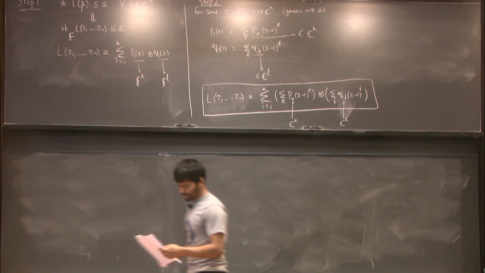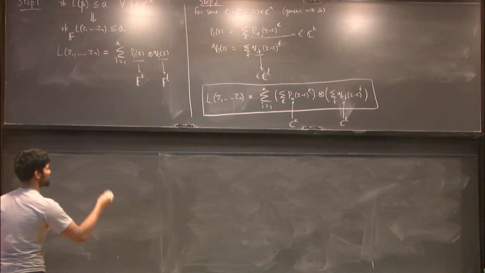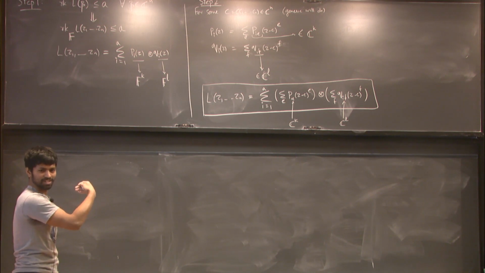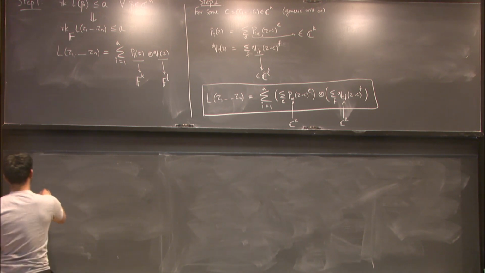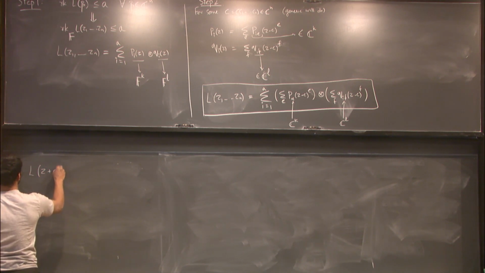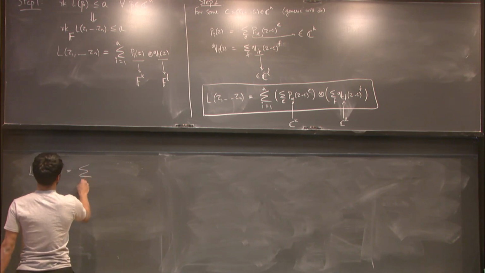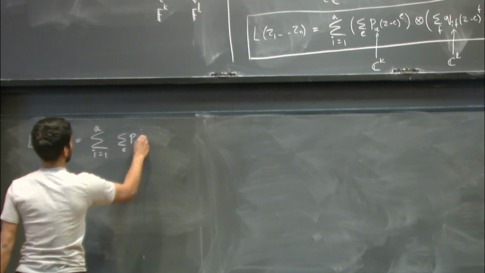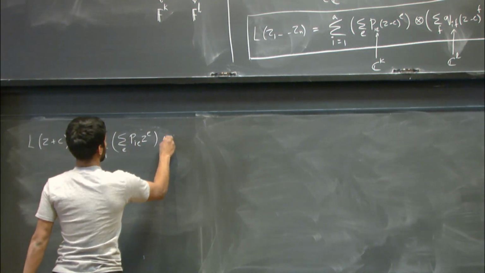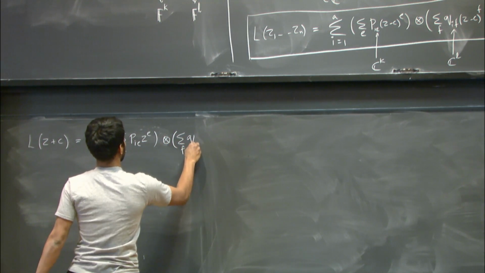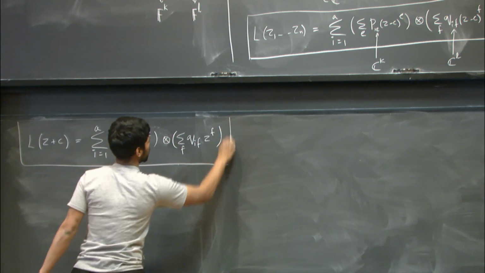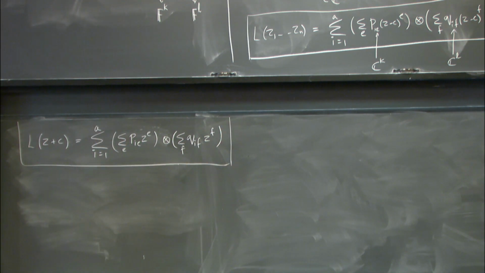Okay. Now I want to do a small shift. I don't like to see Z minus C on the right hand side. So I will put a plus C on the left hand side. So I will write L of Z plus C is equal to sum i equal to 1 to a, sum over e, p_ie z^e, tensor with sum over f, q_if z^f. This is good. It's just shifting of a function.